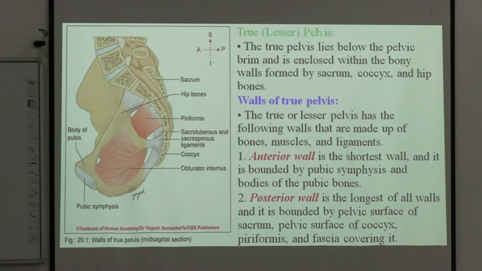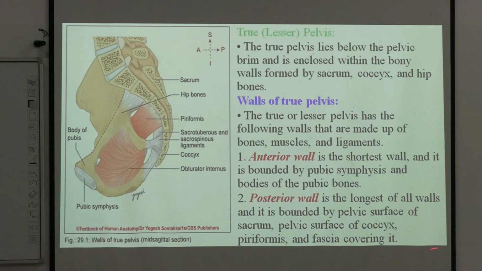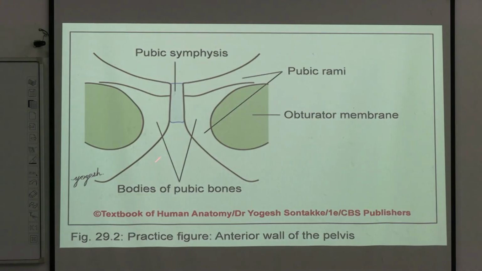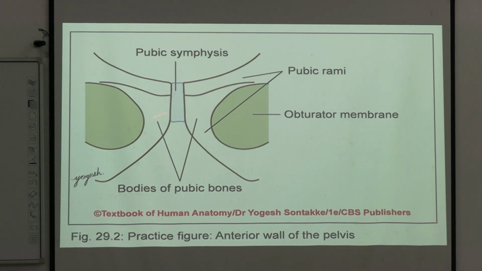The posterior wall is the longest of all the walls and it is bounded by the pelvic surface of the sacrum, the pelvic surface of the coccyx, piriformis and the fascia covering the piriformis. So all these structures are forming the posterior wall. Next, this is the anterior wall formed by the pubic symphysis, the posterior surface of the pubis bone, the body of the pubis bone, and these are the pubic rami and obturator membrane. This is the ischiopubic rami.